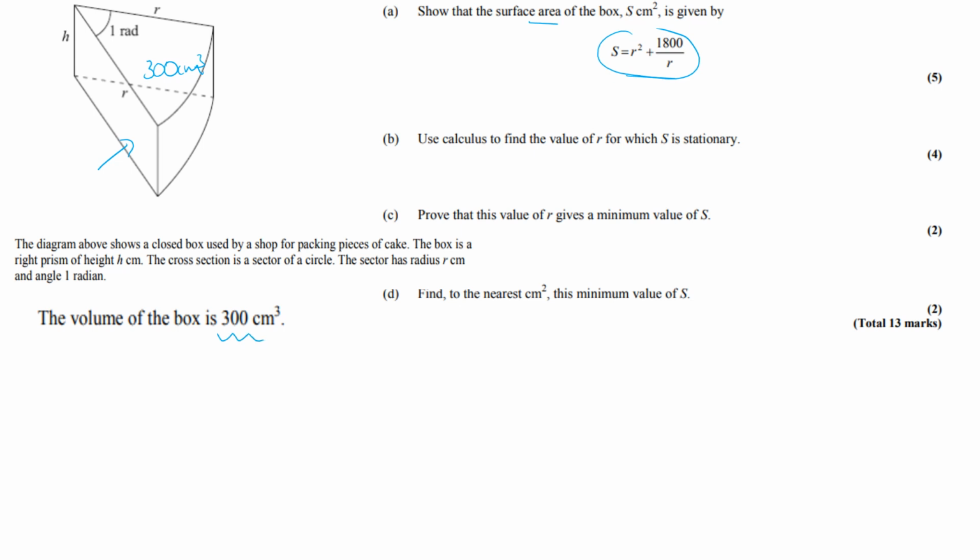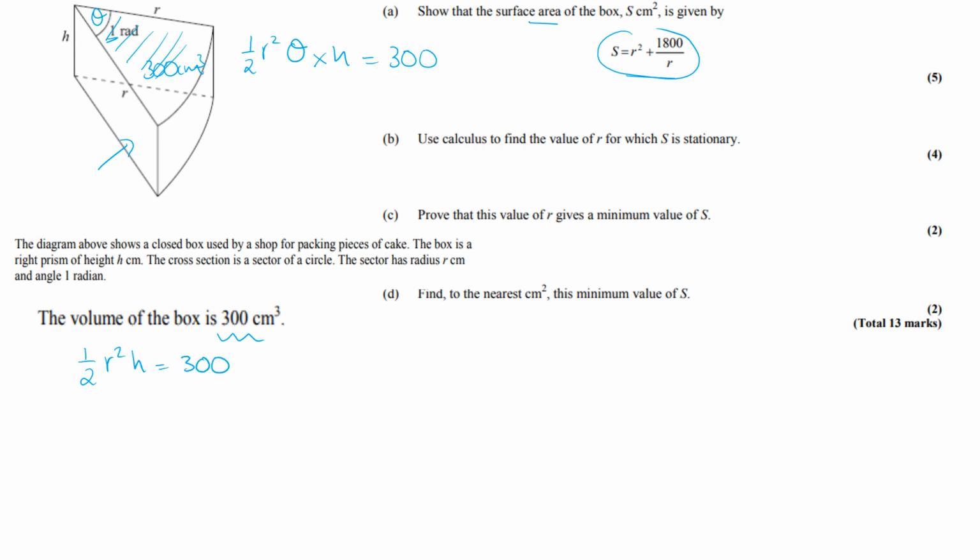So the volume of this shape, which is a prism, the area of the cross section is a sector, so that's going to be half r squared theta times h is going to be our volume, and we're told in the question that that is 300. So we've got theta, the angle here, which is 1. So we're going to write half r squared h is equal to 300.